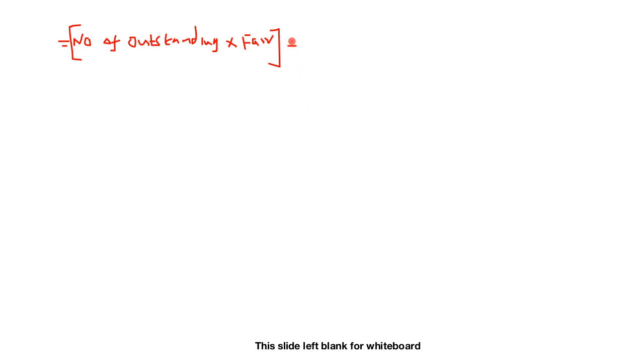Plus, again, we have the product of the number of shares issued through the rights issue. So let me write the number of rights. Number of shares issued through the rights issue, multiplied by now the rights price.